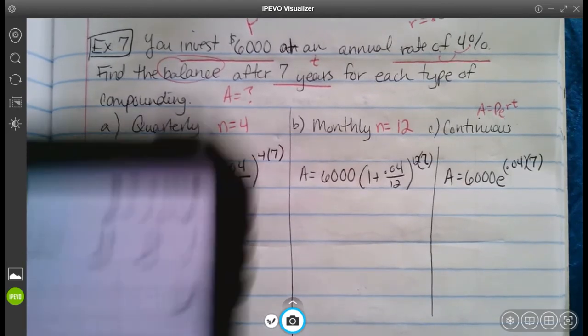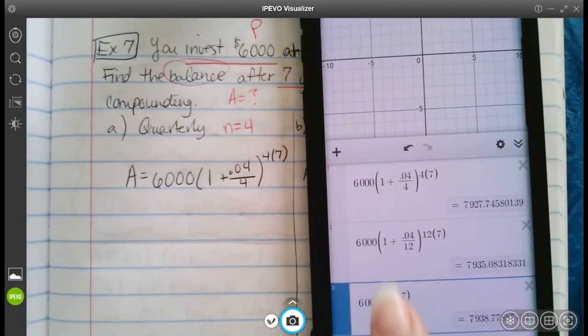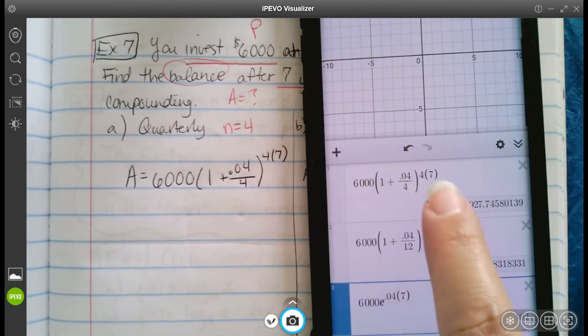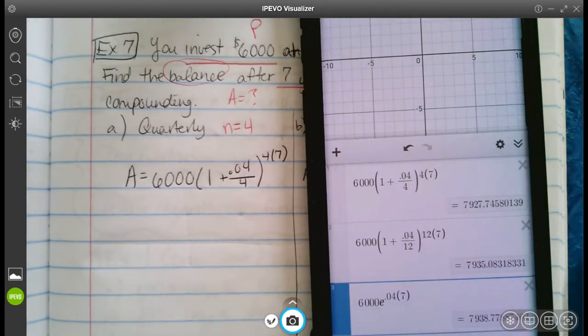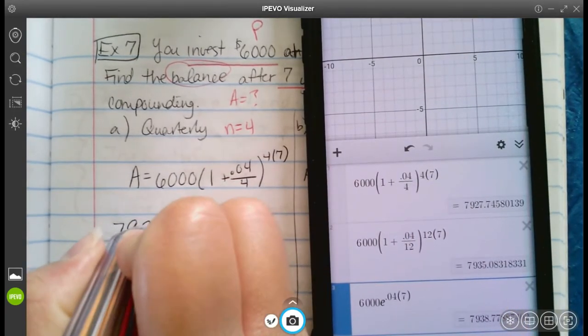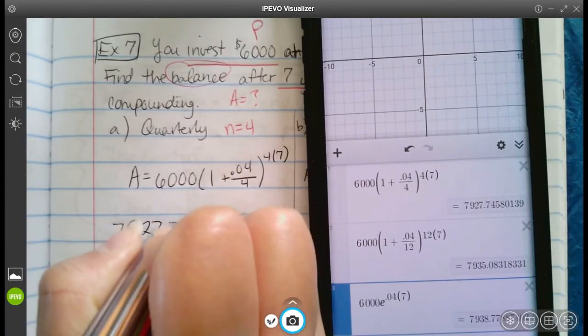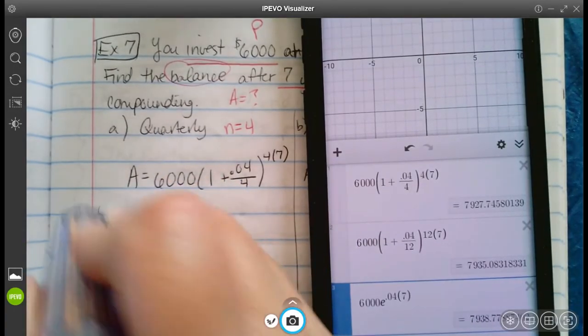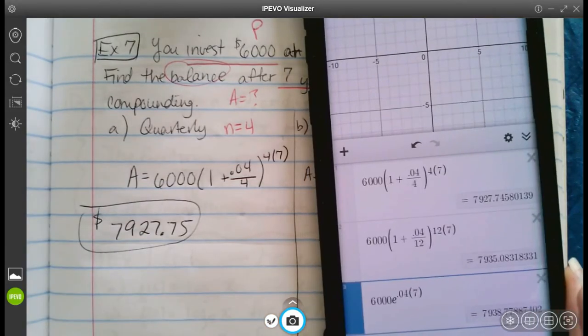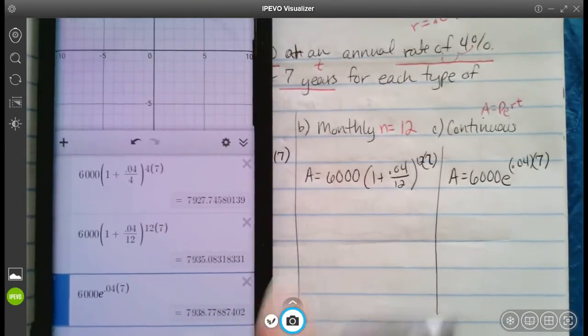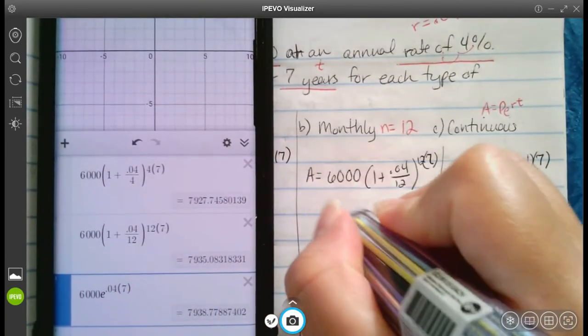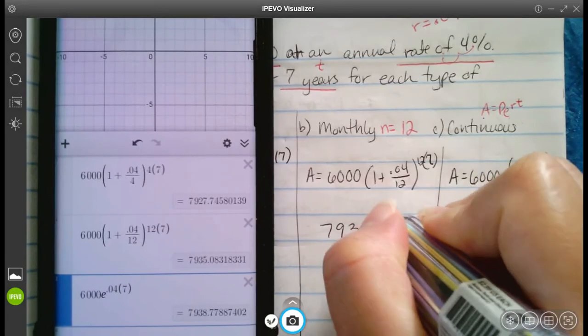Okay, so I went ahead and did these on my phone really quickly. You can see the first one is right there. Just a quick tip, if you use Desmos, when you do the power button, you want to put that 7 in parentheses at the times. Otherwise, it'll bump the 7 down. But we got 7,927 and about 75 cents for that one. For the second one, we're doing the same thing, but now we plug in a 12 instead. This one came out to 7,935.08.